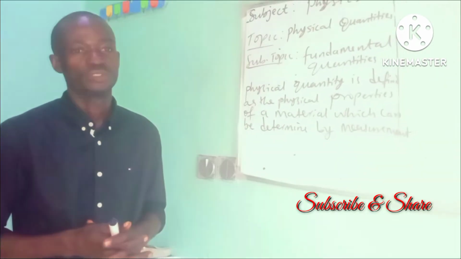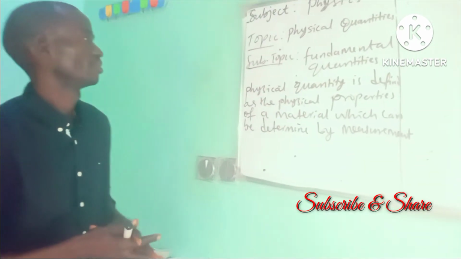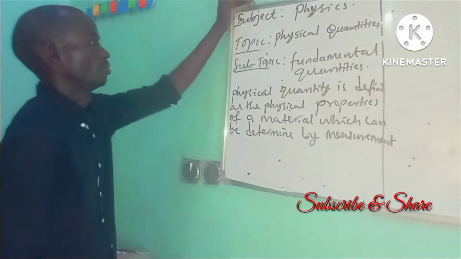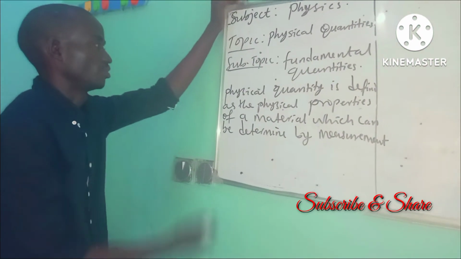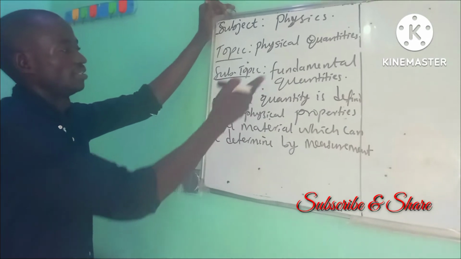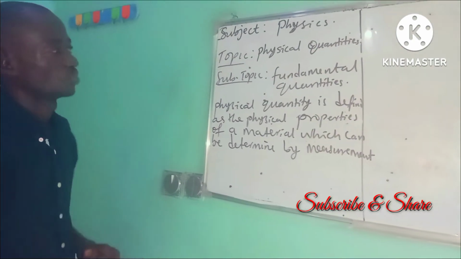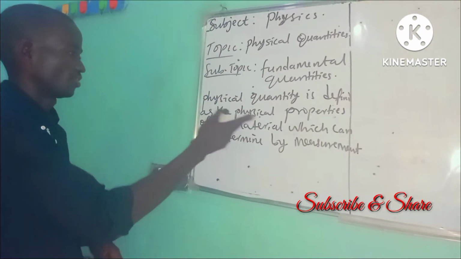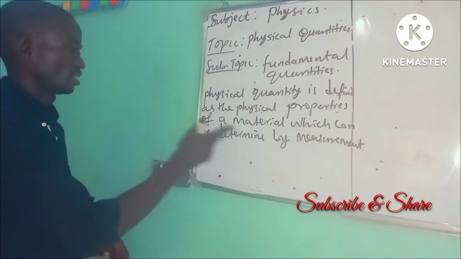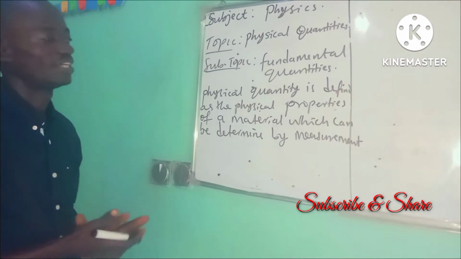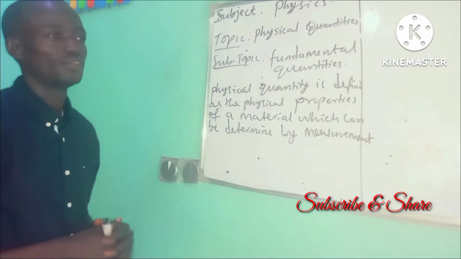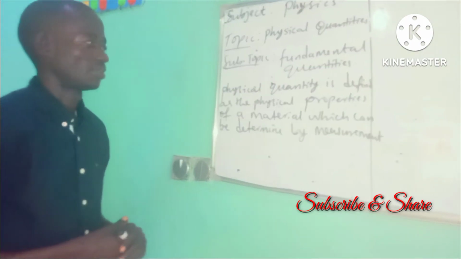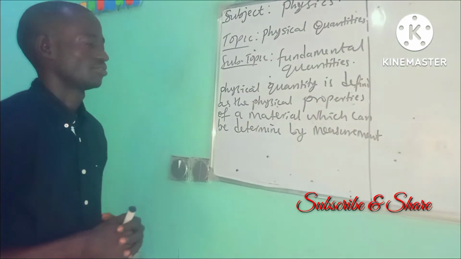Today, I'll be taking you physics, and the title of today's tutorial, as you can see on the board, is physical quantities. And the subtopic we shall consider is fundamental quantities. Now, the question is, what is physical quantities? From the board, physical quantity is defined as the physical properties of a material, which can be determined by measurement. So, for you to determine the physical property of a material, you need to measure that material. That will give you a better understanding of that material.